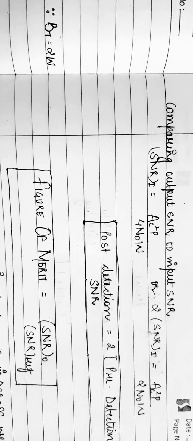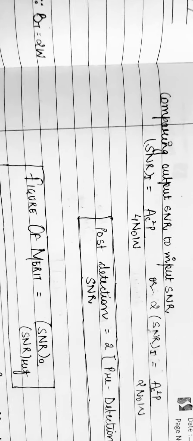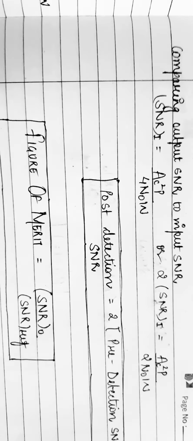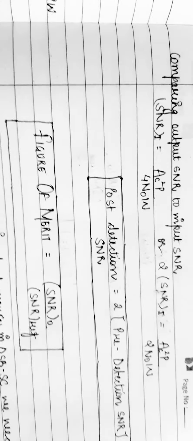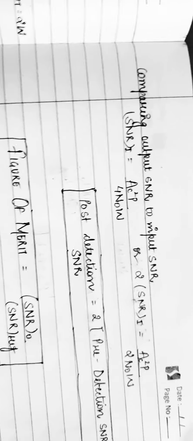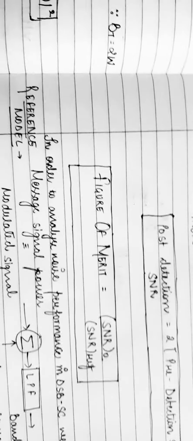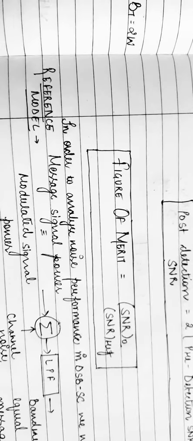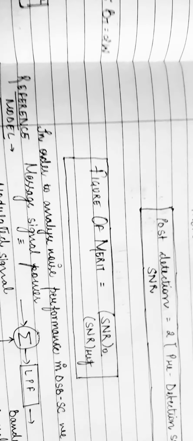Now if we compare the output SNR to the input SNR, we know that we have calculated the SNR input, that is A_c² P upon 4 N naught W, or we can write it as twice SNR_I equals A_c² P upon 2 N naught W. From here we can say that the post detection SNR is equal to twice the pre-detection SNR. We already know that the figure of merit is equal to the SNR output upon the SNR reference.